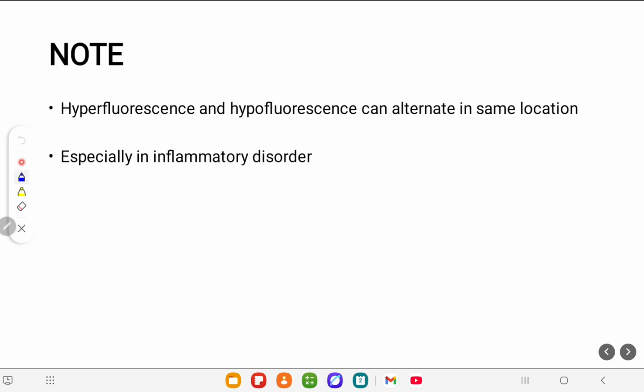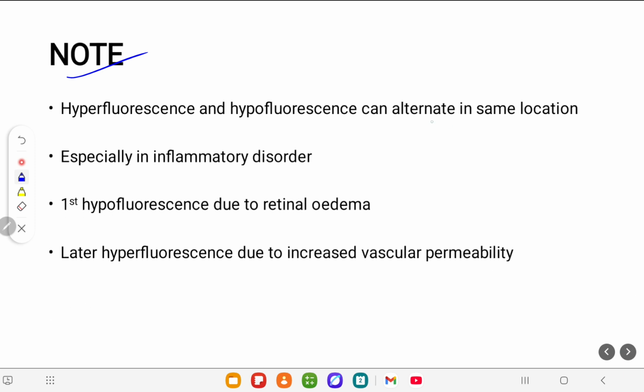Okay, so note, hypofluorescence and hyperfluorescence can alternate in the same location. It's very important, especially in inflammatory disorders. First, hypofluorescence due to retinal edema, and later hyperfluorescence due to increased vascular permeability, which is always there in edematous conditions. So it can be there. It's not that you don't see hyperfluorescence where there is hypofluorescence. The two are very different things, but they can occur in the same place.